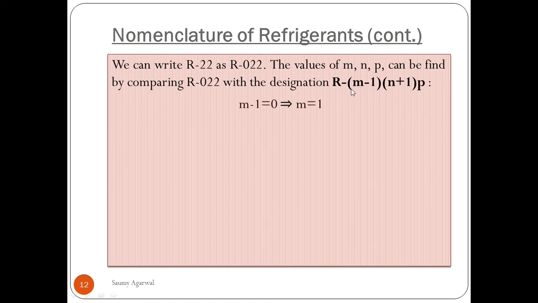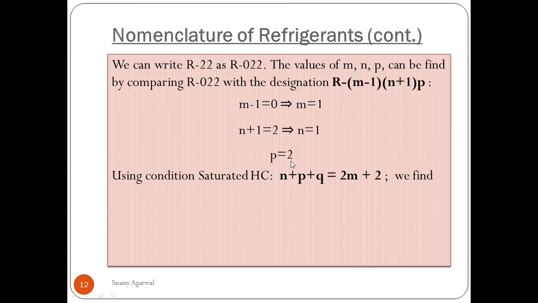We get that m minus 1 is equal to 0, so m is 1, and n plus 1 is equal to 2. So we get the value of n as 1 and the value of p is 2. But here we cannot find the value of q. For finding the value of q, which is the number of chlorine atoms, we will use the condition of saturated hydrocarbons, which is n plus p plus q equals 2m plus 2. So we get the value of q as 1.